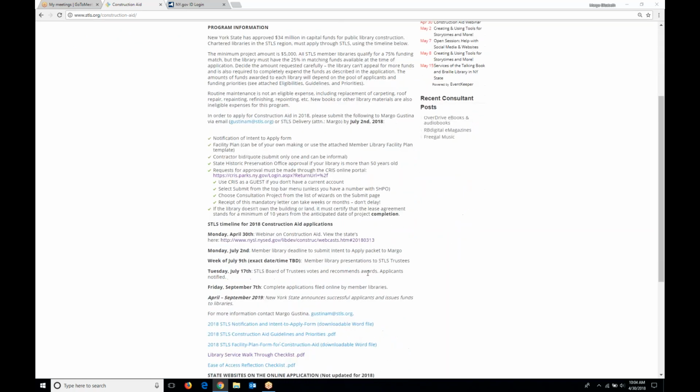It includes the content of what needs to come in an application from your library to STLS, the notice of intent to apply form. This form we'll get into a little bit more detail in just a minute. A basic facility plan. This could be developed by a building professional. It can be a formal master plan for your facility. It can also be a very simple, first we want to do this, next year we want to do that form. We have made a simple template for your use, if that is helpful.